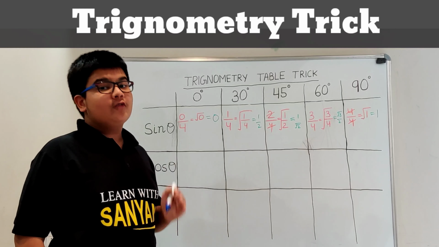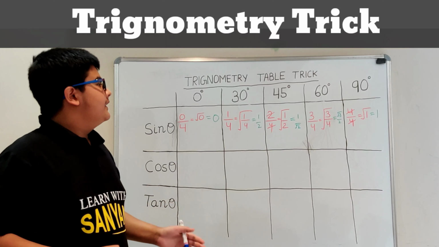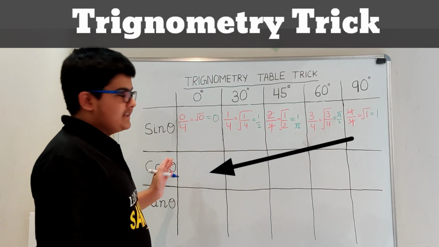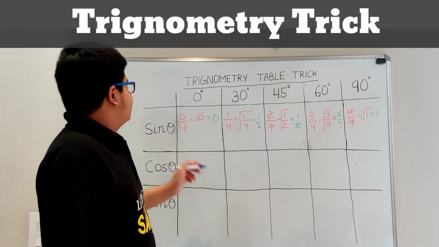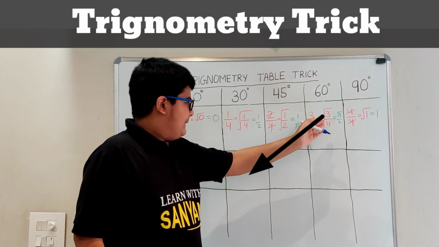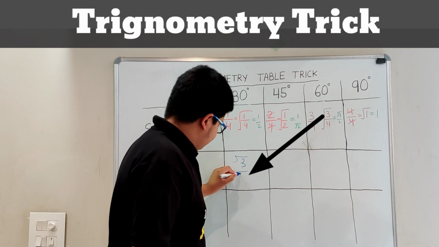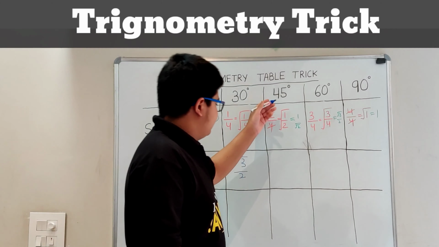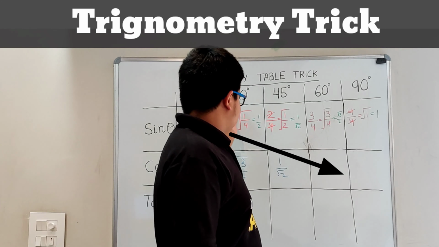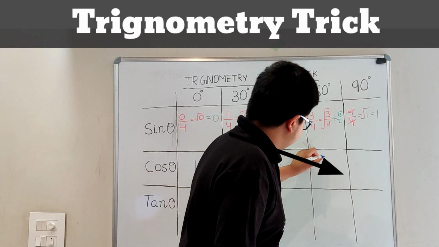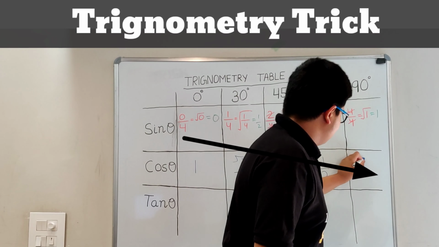Now for the values of cos theta, just write the values of sine theta in reverse order. So sine 90 will become cos 0. Sine 90 is 1 and cos 0 is also 1. Similarly, sine 60 is root 3 upon 2 and cos 30 is root 3 upon 2 also. So we basically write them in reverse order. For 45 we will write 1 upon root 2. Sine 30 will be equal to cos 60, which will be 1 upon 2, and sine 0 will be equal to cos 90, which is 0.